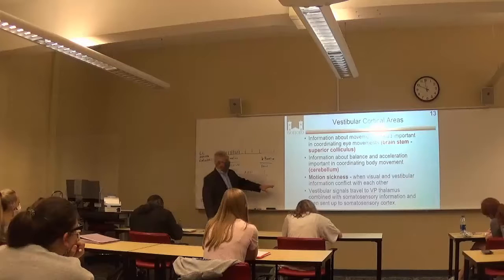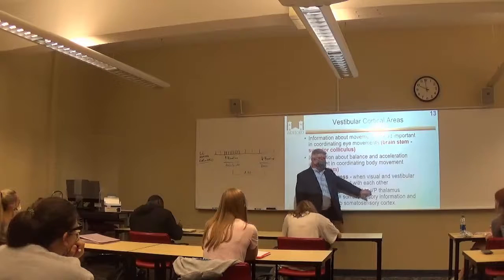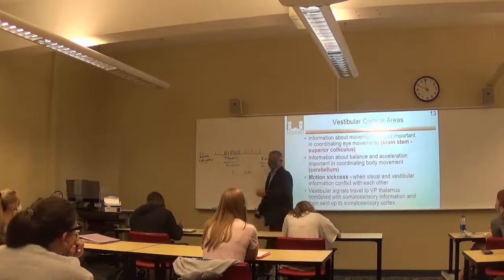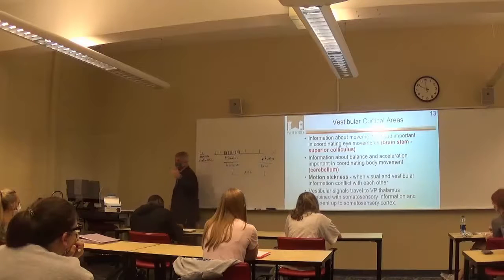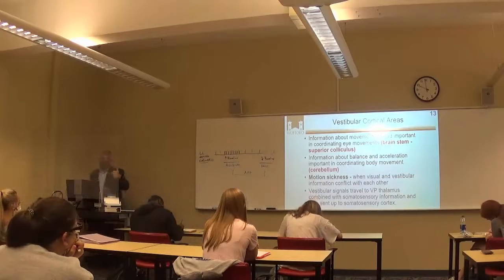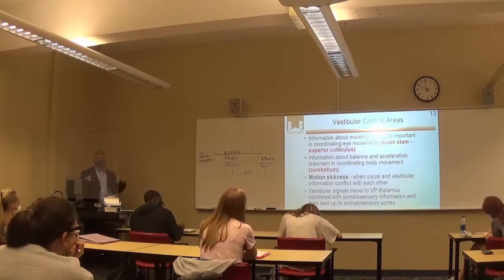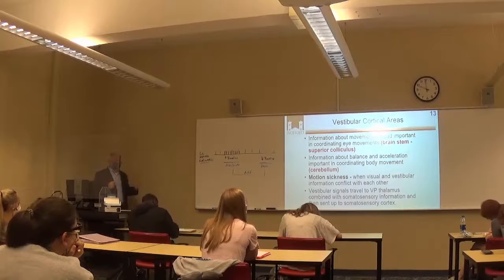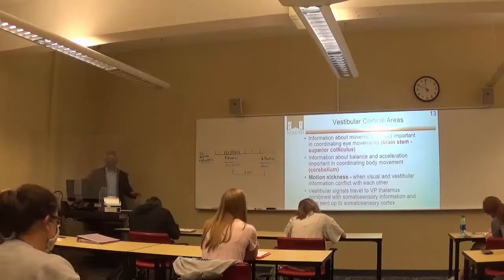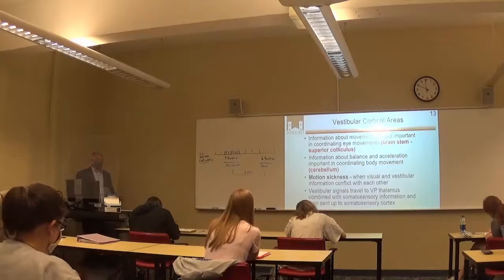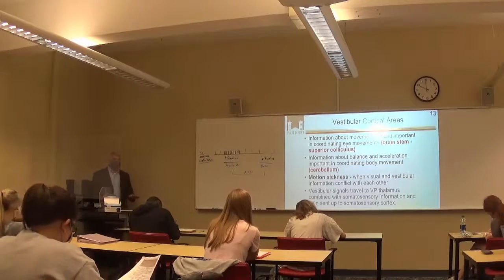Vestibular signals travel to the thalamus, the VP part of the thalamus. So all the sensory systems are going to go through the thalamus, right? So there are going to be different nuclei in the thalamus associated with each sensory system. And then from there, it's sent up to somatosensory cortex to help us with knowing where our arms are in space and what our body's doing, how we're moving.